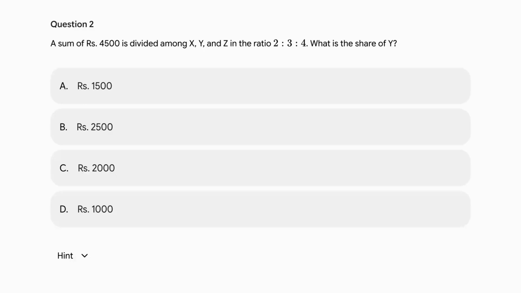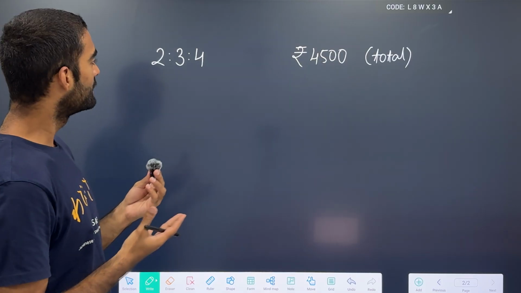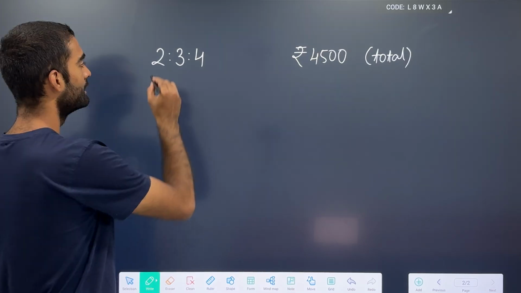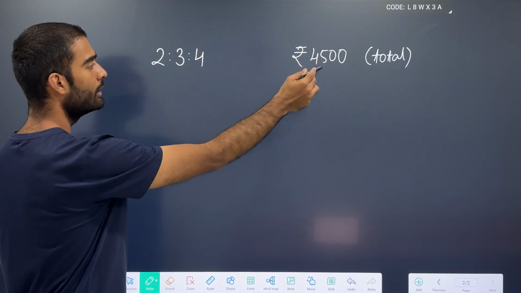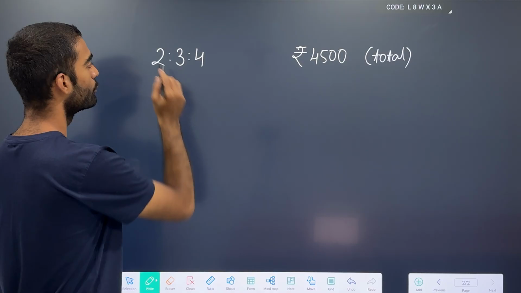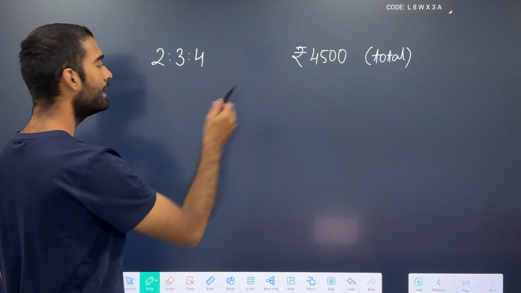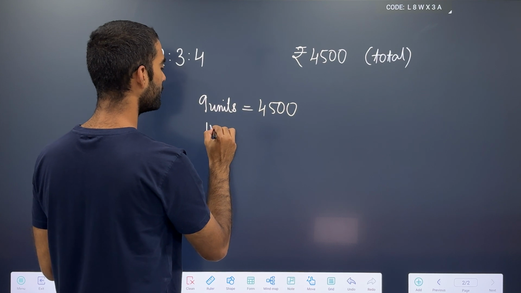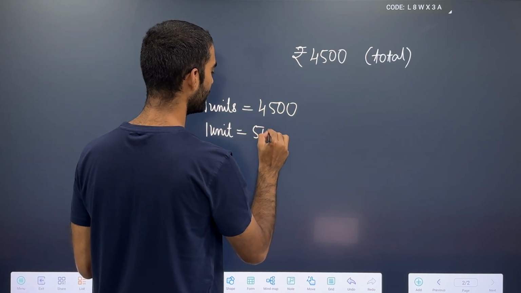A sum of rupees 4500 is divided among x, y, z in the ratio 2 is to 3 is to 4. Find the share of y. So this is really similar to the problem that we did in our previous lesson. See, 2 units, 3 units and 4 units constitute 4500. So 2 plus 3 plus 4 is 9. 9 units is equal to 4500. So 1 unit will be equal to 500.